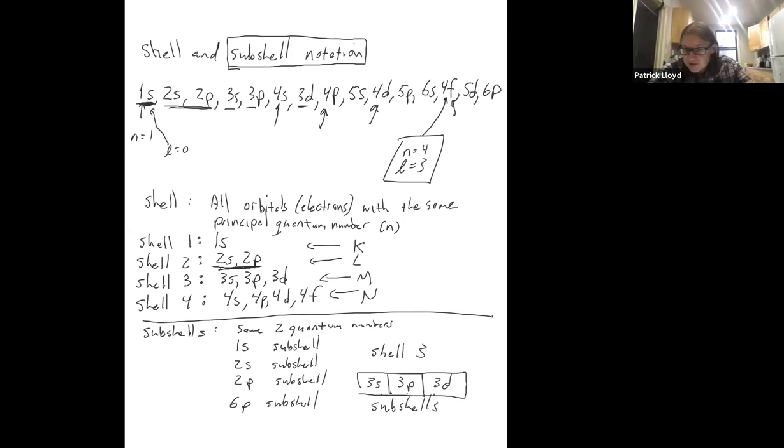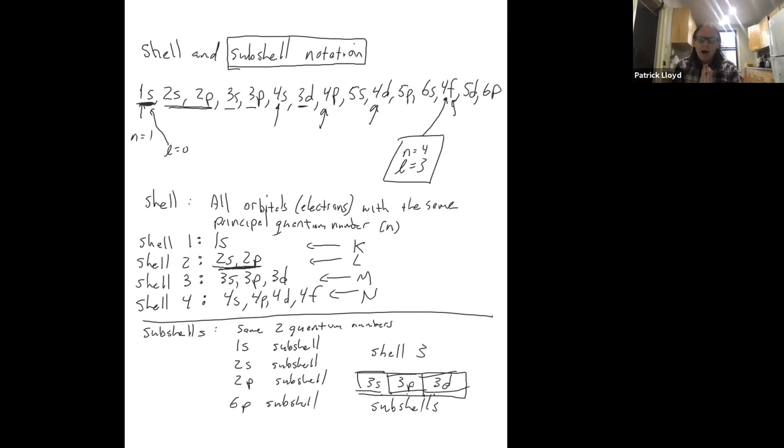In fact, the number of subshells for a given value of n is equal to n, right? So if n is equal to 5, you would have 5 subshells. If n is equal to 4, you have 4 subshells. So each of these are subshells.